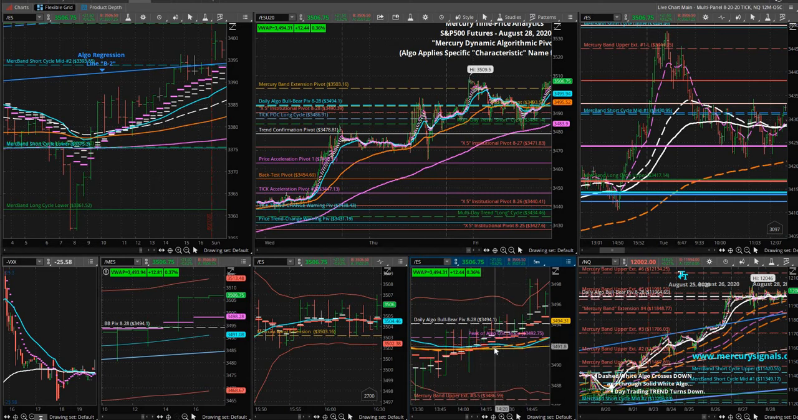Right here, you see the algo equivalent of the matrix pivot. See where that algo itself crosses through the Bollinger Band? That's where you get the really nice move. So I believe this was Friday afternoon around 2:30, was it?